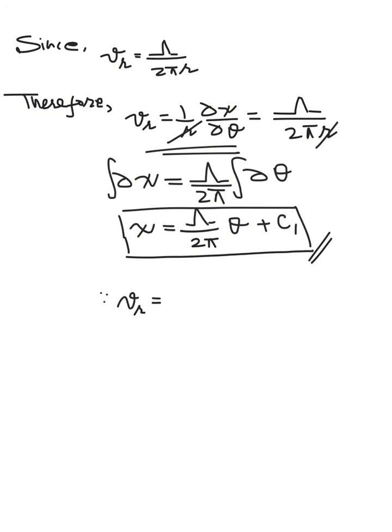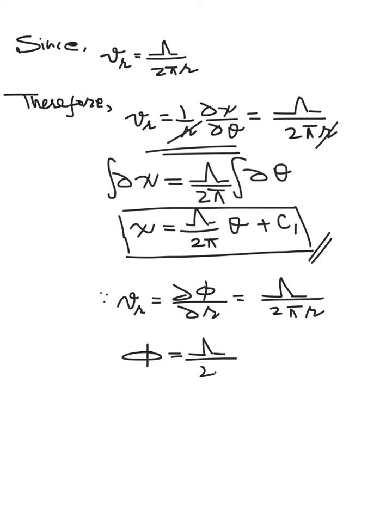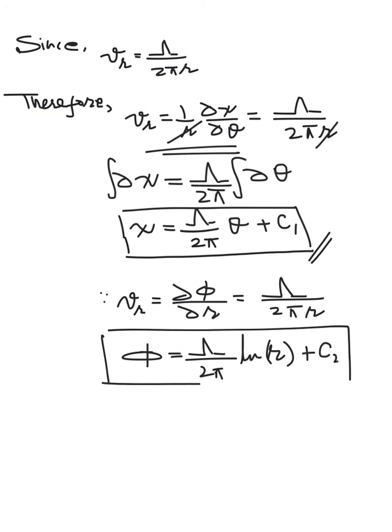So this is the relationship for my potential function, equating this with my VR for my source flow. I will perform the integration and obtain my potential function equal to this, and this is again a constant of integration. So here is the relation for my potential function for a source flow.